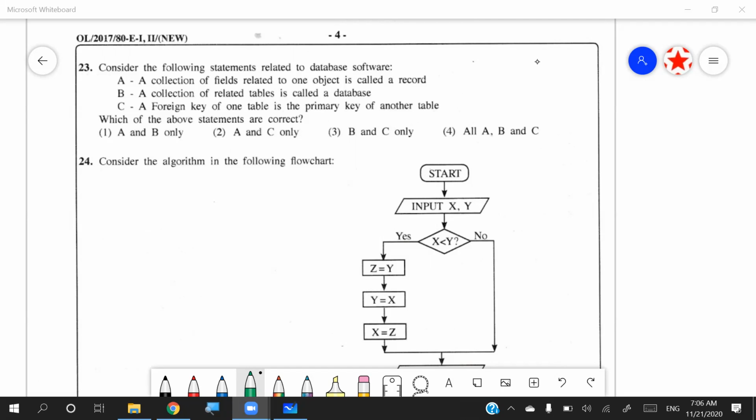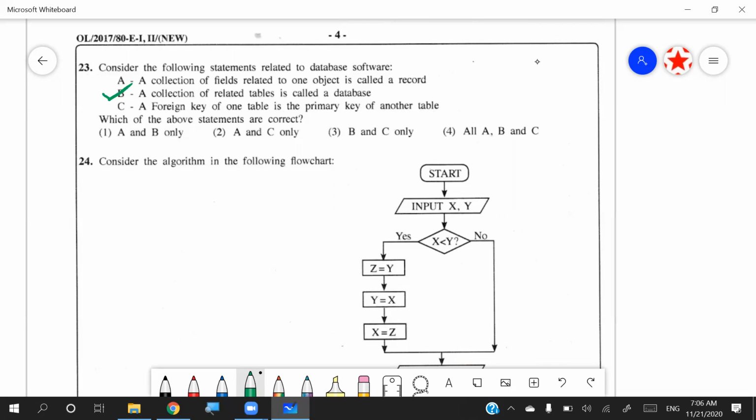Right? Okay, so in the 23rd question, they say consider the following statements related to database software. A collection of fields related to one object is called a record. Yeah, somewhat correct, but it's a little bit doubtful. A collection of related tables is called a database, which is a correct one, right? Because a database consists of tables which are related to each other. So B is definitely correct.